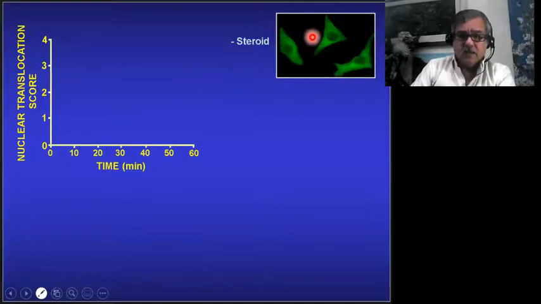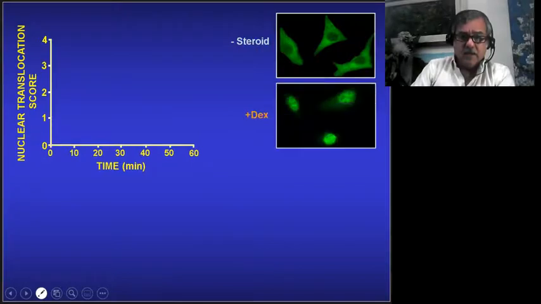NIH3T3 cells were transfected with GFP-GR. GR is mostly cytoplasmic in the absence of a steroid, and after 20 minutes with a steroid, it becomes entirely nuclear. Here we see the nuclear translocation rate.